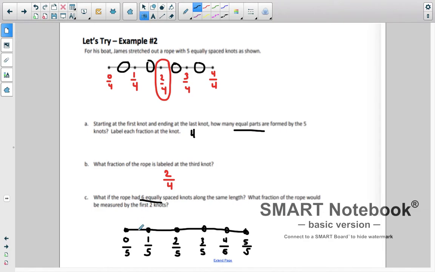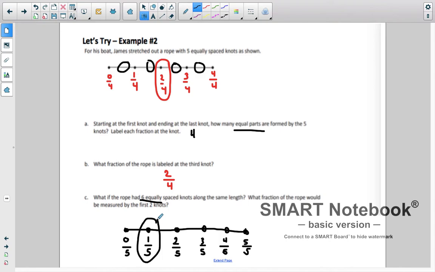You have to count the spaces in between the knots to figure out what fraction you're working on. So we counted the spaces, and because I had 5 spaces in between my knots, I knew that it would be in fifths. Well, let's see what the remaining says. It says, what fraction of the rope will be measured by the first 2 knots? So 1, 2, and that would be 1/5.